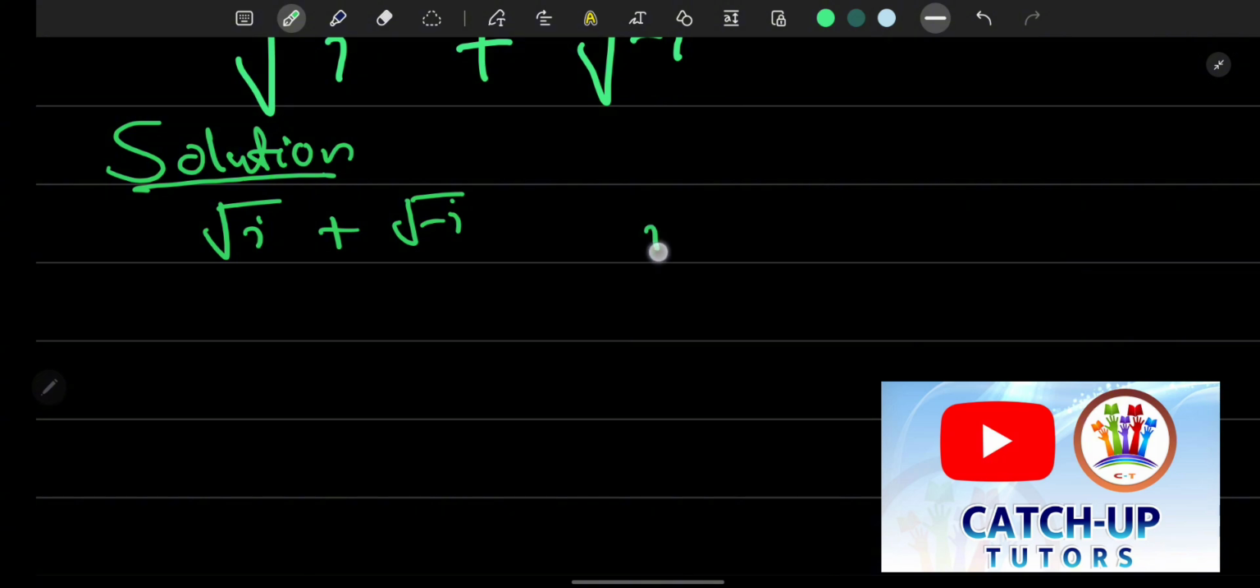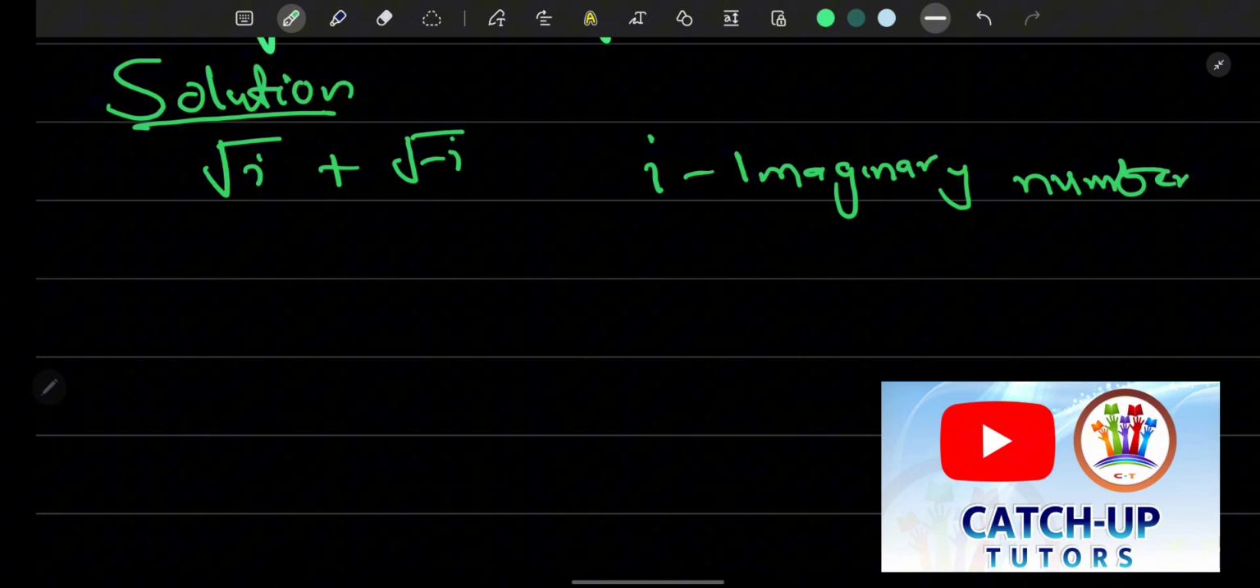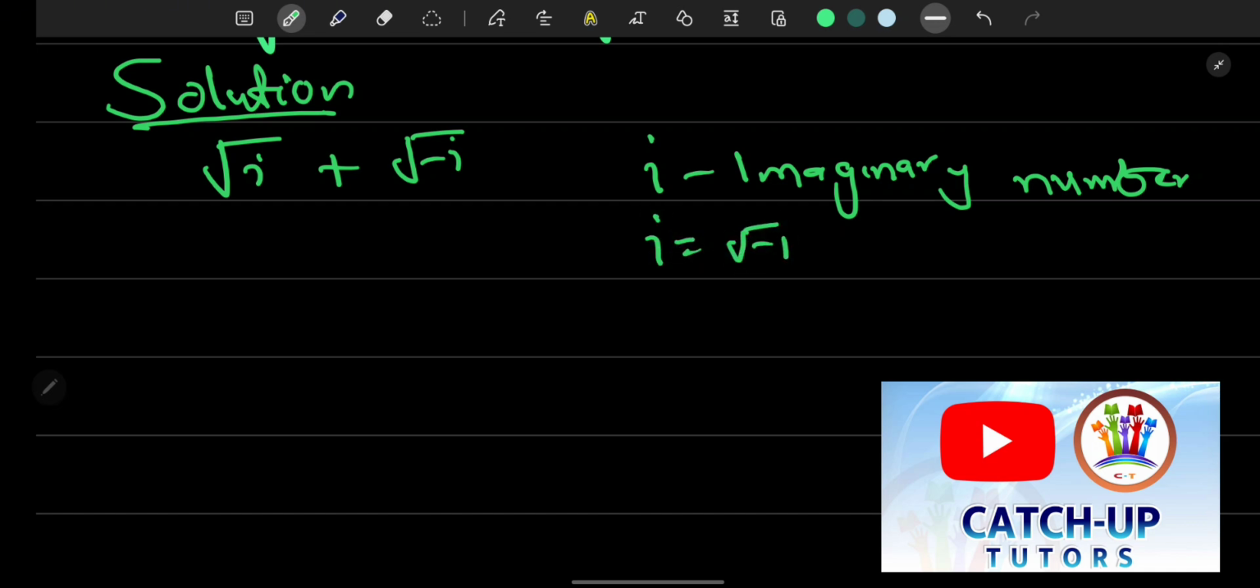So this i here is not the normal letter we are used to. This i is called an imaginary number, and we make use of it in complex numbers. It has the value square root of minus 1. Now, are you going to replace each i in the terms here with root minus 1? You don't have to do that, you cannot even do that, because that will not help in solving the question.